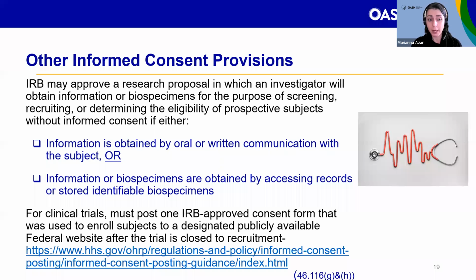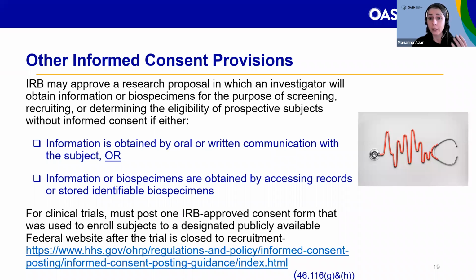Okay, a few additional items that are worth noting. An IRB may approve a research proposal in which an investigator will obtain information or biospecimens for the purposes of screening, recruitment, or determinations of eligibility of prospective subjects without informed consent if either the information is obtained by oral or written communication with the subject, or the information or biospecimens are obtained by accessing records or stored identifiable biospecimens. Now, be very careful to note the purpose for which consent can be waived under 116G. It is very explicitly limited to screening, recruitment, and eligibility procedures.